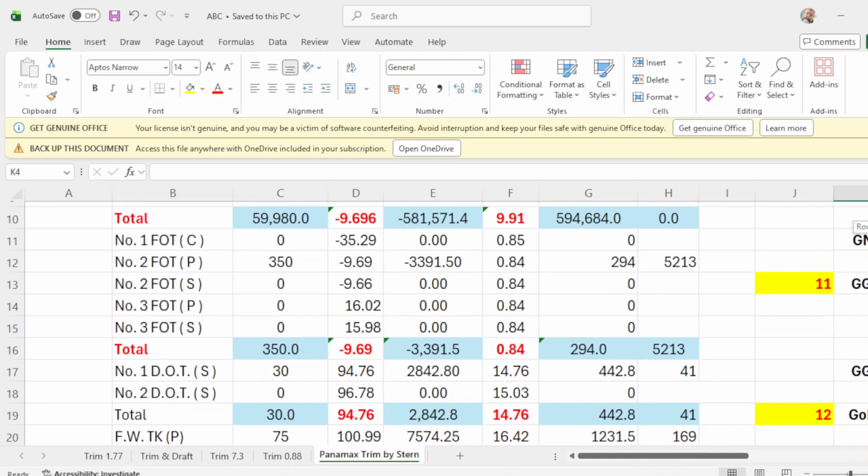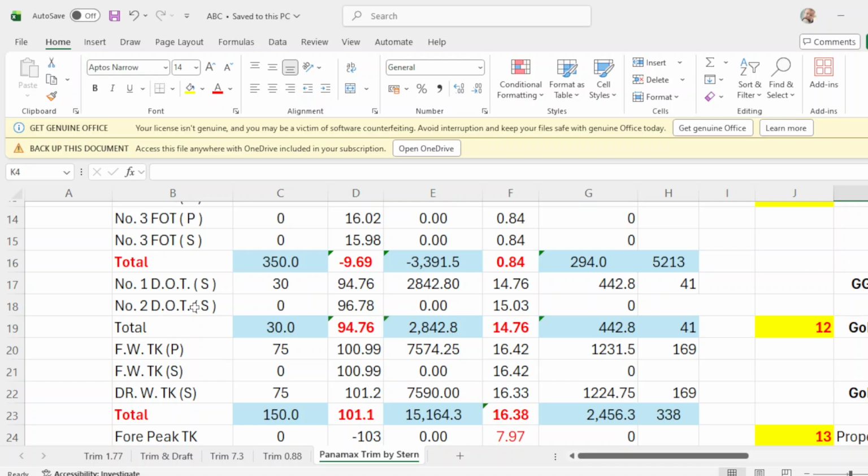After the fuel, same thing with your diesel oil. In number 1 DO tank starboard, you have 30 tons of diesel oil, multiply with your LCG, this will be LCG moment, weight multiply with your KG, this will be KG moment, and here you have your free surface moment of 41. Okay, and this will be your total DO, this is your total LCG and total KG.